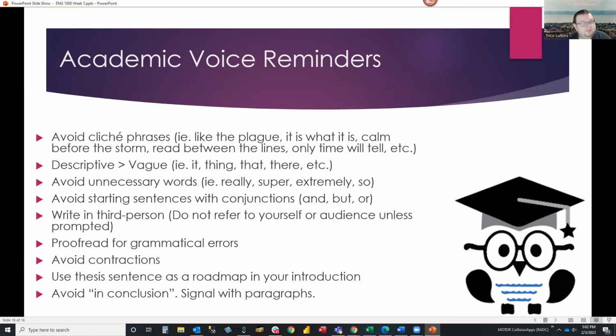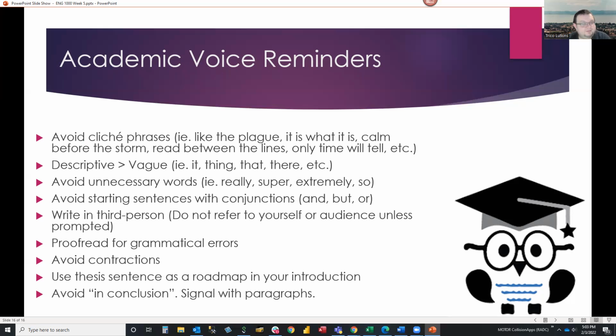You don't want to be vague. So you don't want to say it, thing, there, or that, there. You want to be really specific, or descriptive. You want to avoid unnecessary words like really, super, extremely, so, because they're not really necessary, especially since people will include really a lot in an essay. You don't really need it. It's just not necessary in there.